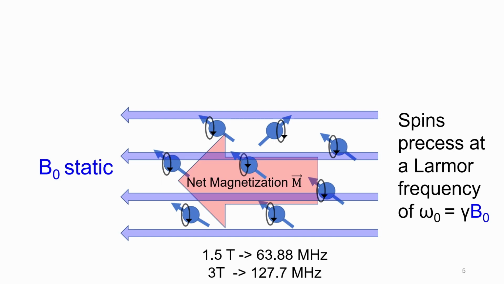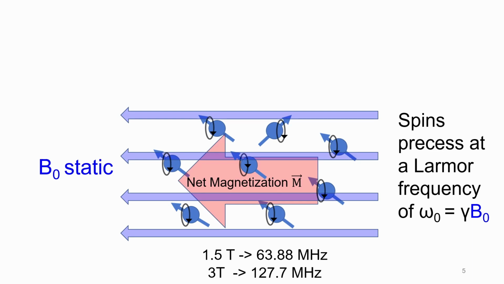And so while you're lying in a scanner, the proton spins inside your body are precessing at this Larmor frequency. And these proton spins will basically align with the B0 static field and add up to what we call a net magnetization vector M that is parallel with your B0 static field, drawn in this picture. And this magnetization M is going to be the source of your MRI signal. Okay?